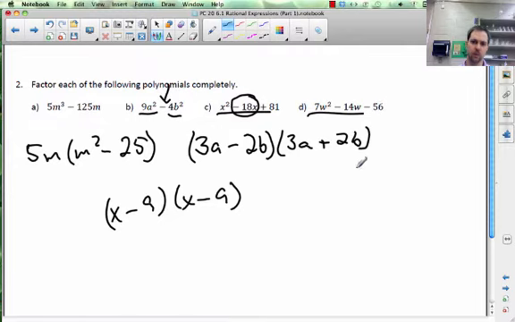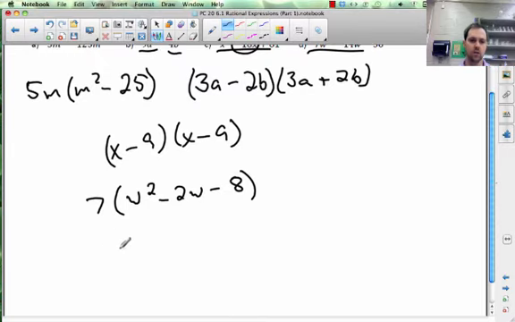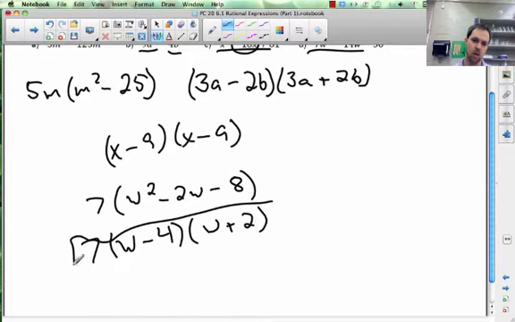7w squared minus 14w minus 56. Well, first take out your GCF, which is a 7. That will leave you with w squared minus 2w minus 8. And then factor this using your sum and product method. So what multiplies together to give you negative 8 and adds up to negative 2? And the answer is negative 4 and positive 2. So w minus 4 times w plus 2. And you're done.